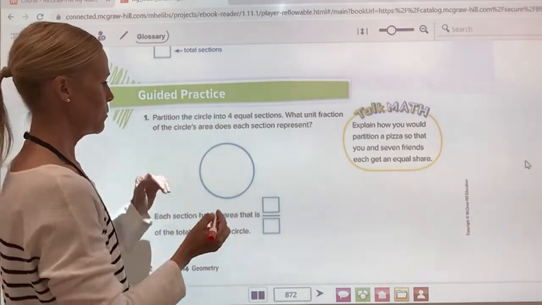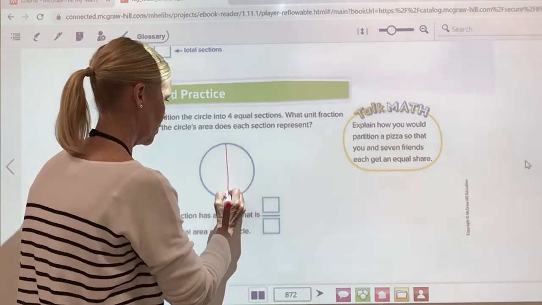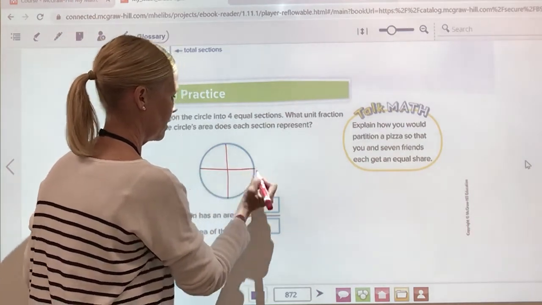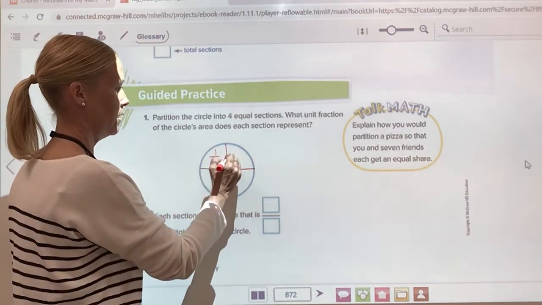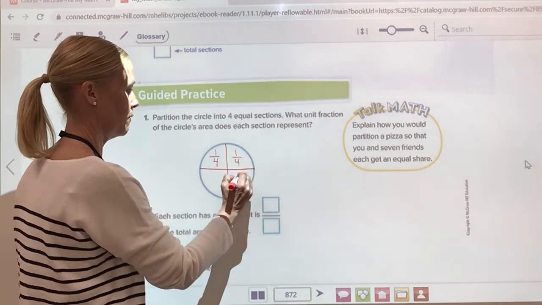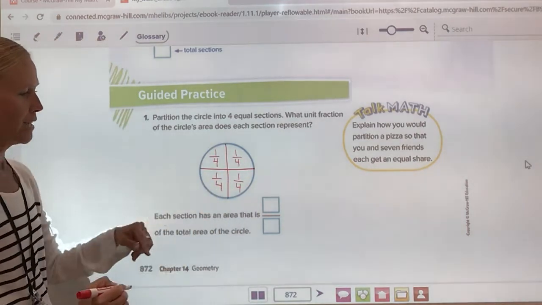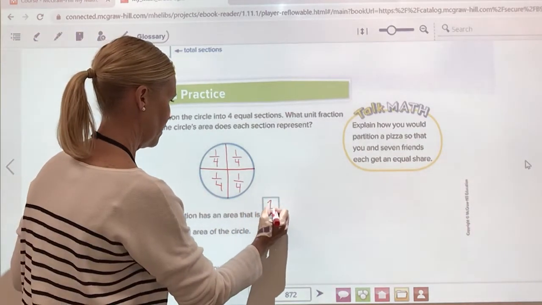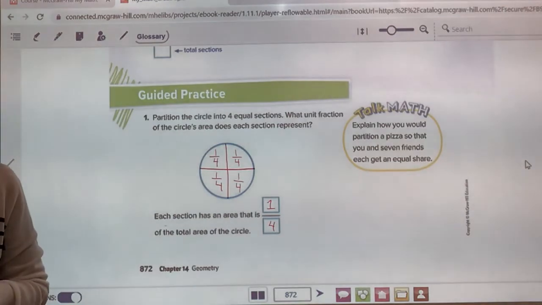Well, the easiest way to divide that circle into 4 equal sections is by kind of doing the best you can like this. Okay, I have 4 equal sections, so I know that this section is 1/4, 1/4, 1/4, and 1/4. So each section has an area that is 1/4 of the total area of the circle.